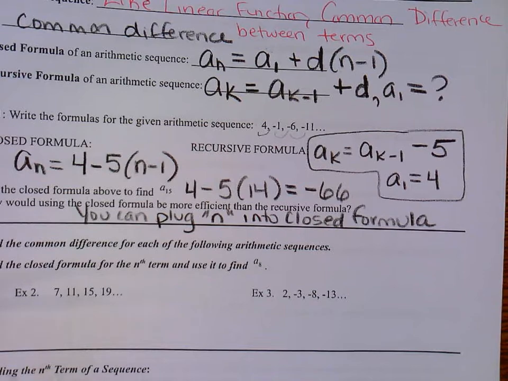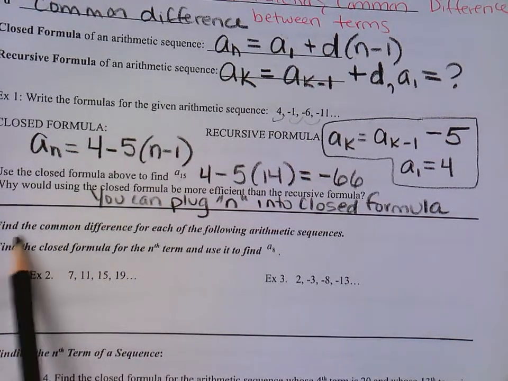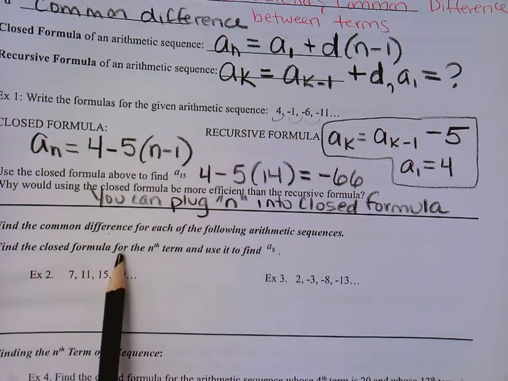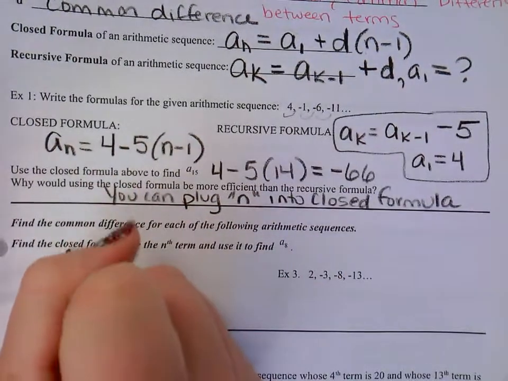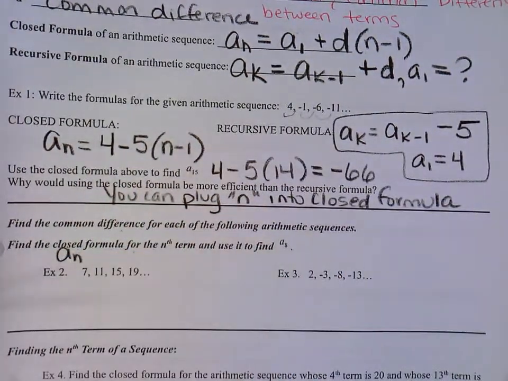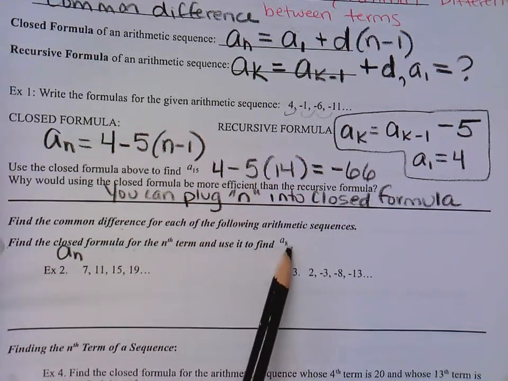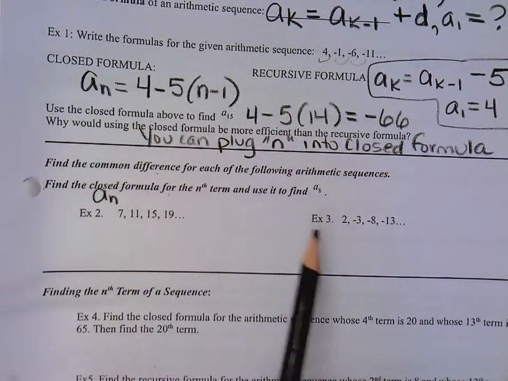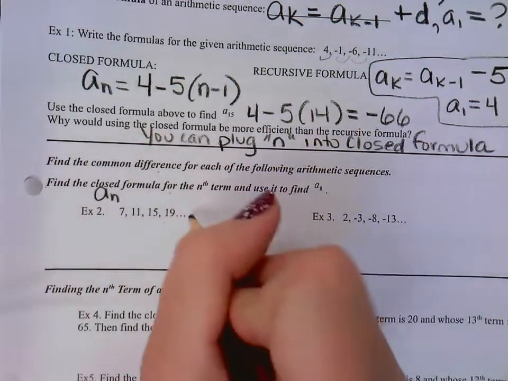So these are the types of examples you'll see on your homework. It'll say, first find the common difference, and then write the closed formula. On your homework, it'll say find a sub n. A sub n means find the closed formula for the nth term, and use it to find a sub 8. So let's do number 2 together, and then you try number 3. I'm going to write out my closed formula after I find D.